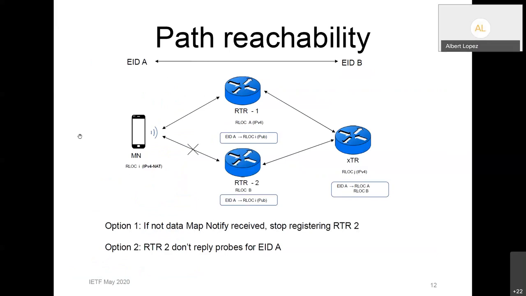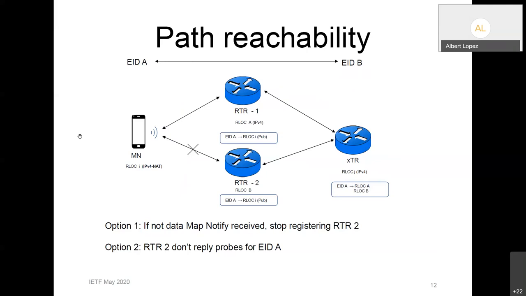The final scenario is related to path reachability. For instance, if we have this scenario where a mobile node is registering two RTRs, and at some point we lose connection with RTR2, as the mapping still contains RTR2 due to the mapping being registered through RTR1, if xTR decides to use RTR2 to reach the mobile node, its RLOC probe will say that EID-A is reachable, and all traffic will be lost.